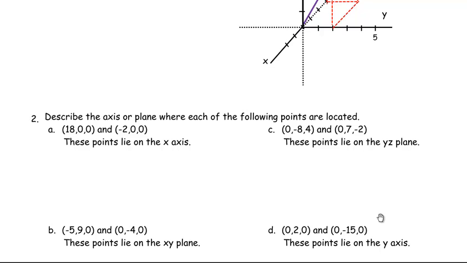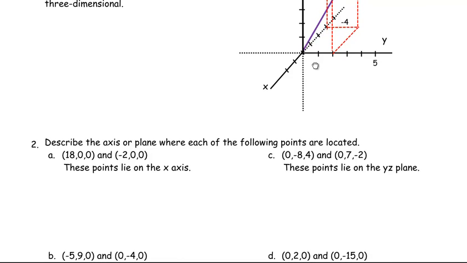And last one, 0, 2, 0, and 0, negative 15, 0. So zeros for both the x and z components for both. So that would be on the y-axis because basically, we start here with a 0, 2, 0. We go 2 here, so that's on the y-axis. And for the 0, negative 15, 0, we just go 15 in that direction, so it's still on the y-axis.